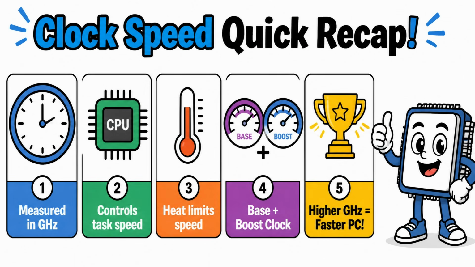And that's a wrap. Let's do a quick recap. Clock speed is measured in gigahertz. It tells us how many times per second your CPU ticks and processes instructions. Higher clock speed generally means faster performance for single-threaded tasks. Heat limits your speed through throttling, and modern CPUs have both a base and a boost clock. Whether you're gaming, editing, or just browsing, clock speed is quietly powering every single thing you do.